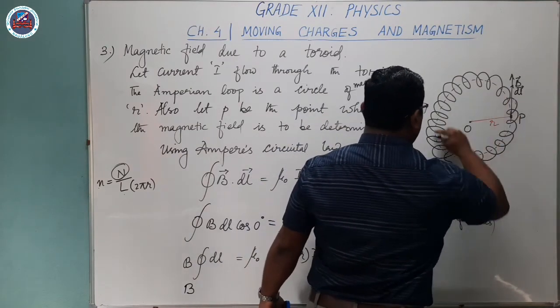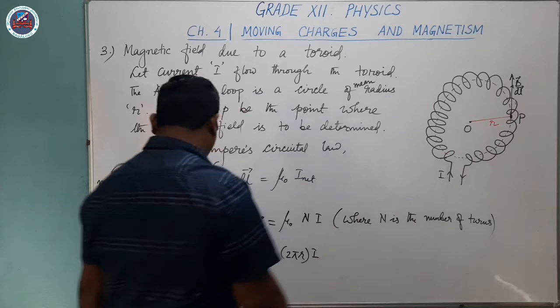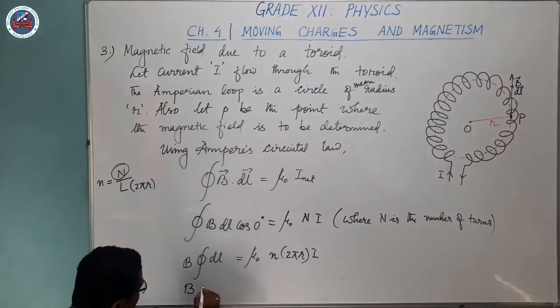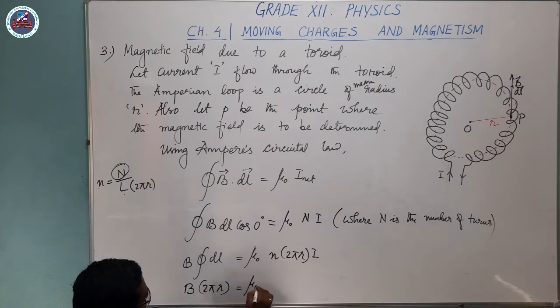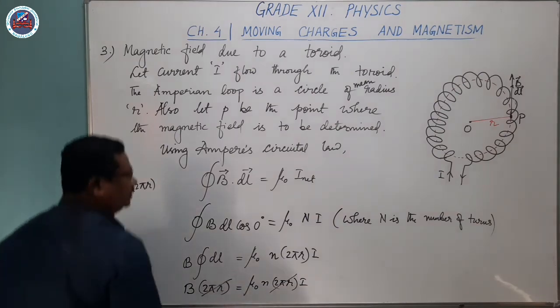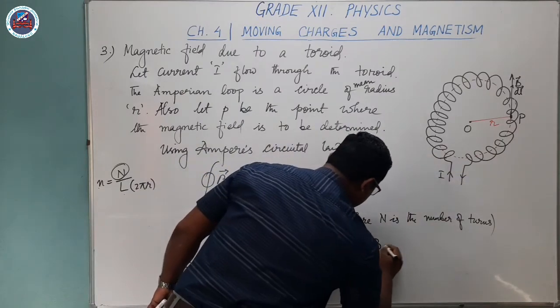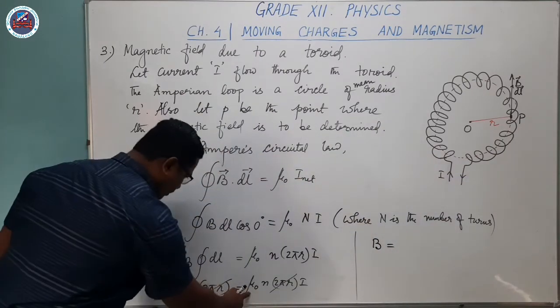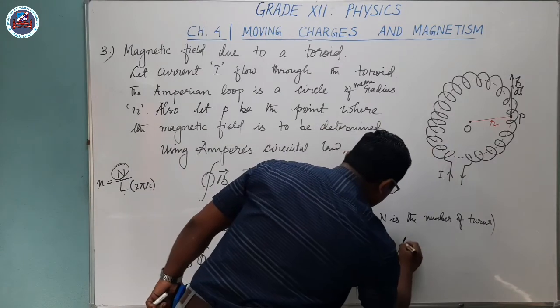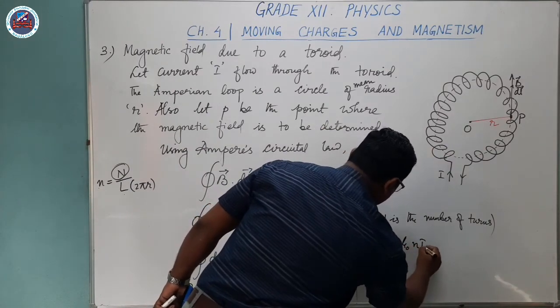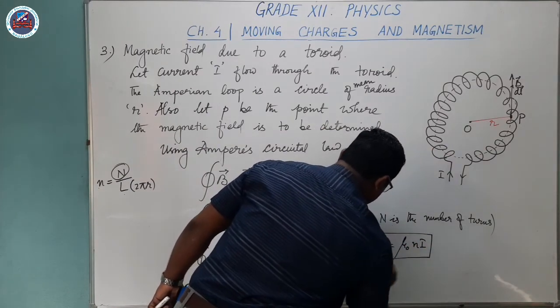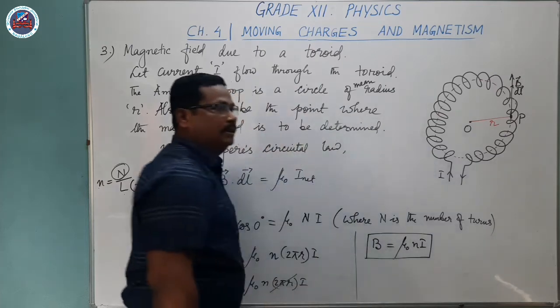The whole length of dl, the sum of it, the integration of it, will be 2 pi r, equal to mu naught n 2 pi r into I. These two terms, bracket terms, you can cancel out. Then you will get the expression for magnetic field in a toroid, mu naught n I. This is the same expression that you got in solenoid.